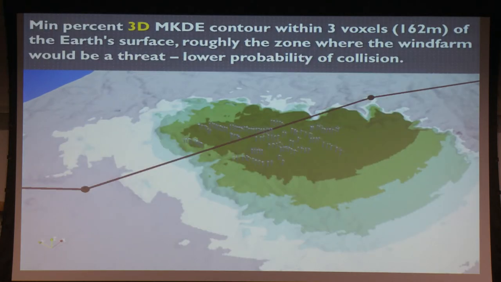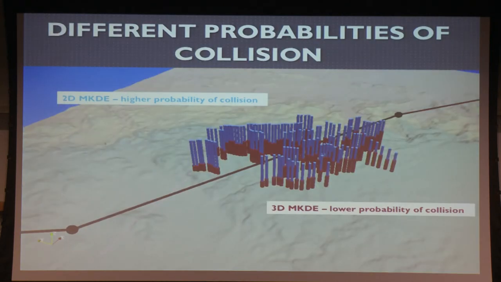But if you put down the three-dimensional home range contours, you'll see there's a lot less probability because it incorporates the animal's altitude as it was flying through. So here are both of those probabilities of collision overlaid on top of each other, with the 2D representing a higher probability of collision compared to the 3D approach.